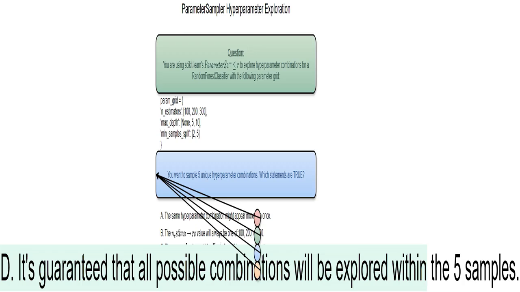It's impossible to test all the possible combinations. There are 18 total, 3 by 3 by 2, if I only pick 5. It's like saying I'm certain to taste every cake recipe if I only try 5 random recipes.